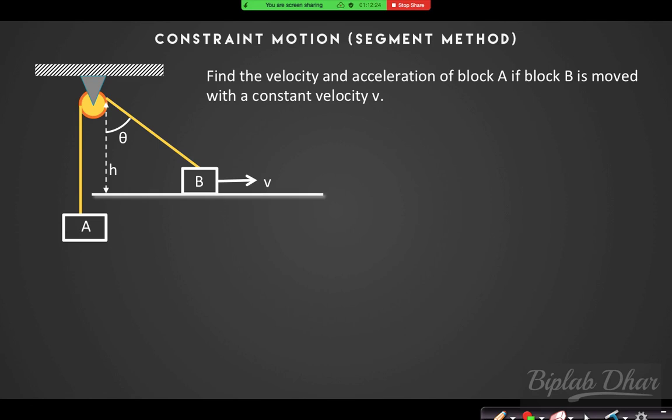So can you please try to find out? Just try to solve this question. Find the velocity and acceleration. First find the velocity of it. Then I will talk about the acceleration.